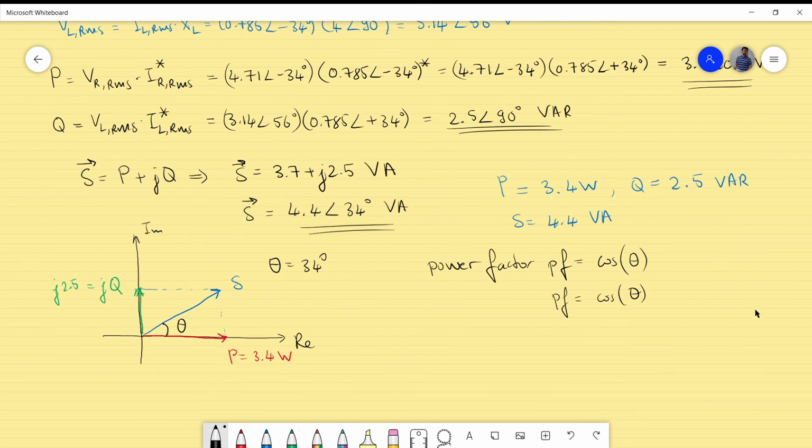So this is actually the following. This will be lagging. I already know that because it's positive. And if I have 34 degrees, this will give us the lagging, and PF will be 0.82 lagging. What you want is, of course, make the power factor unity, such that the total power delivered by the supply voltage will be dissipated in your ohmic part of your system and not stored in the reactive components.